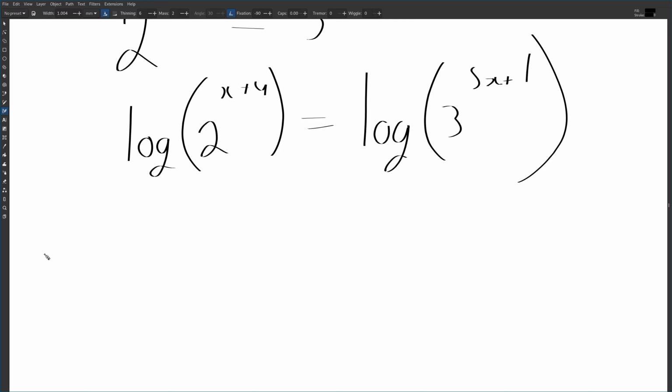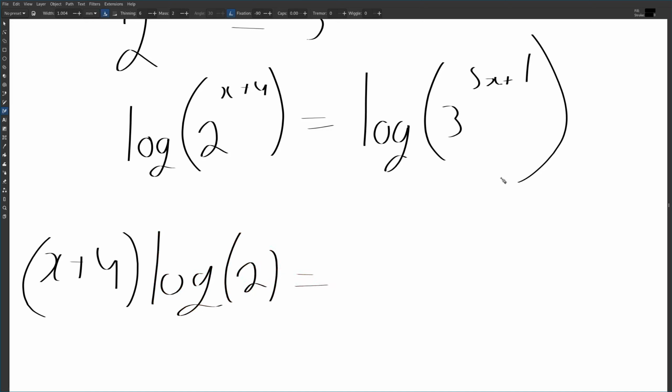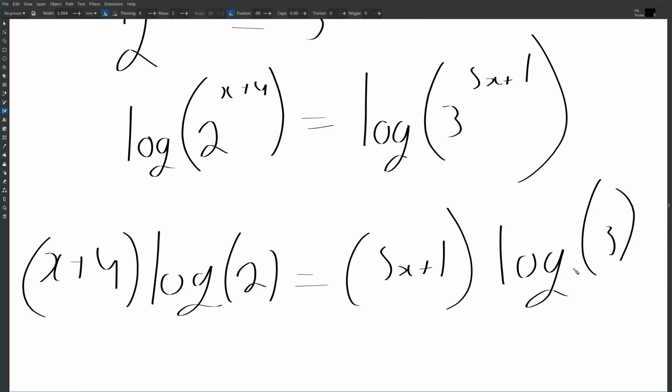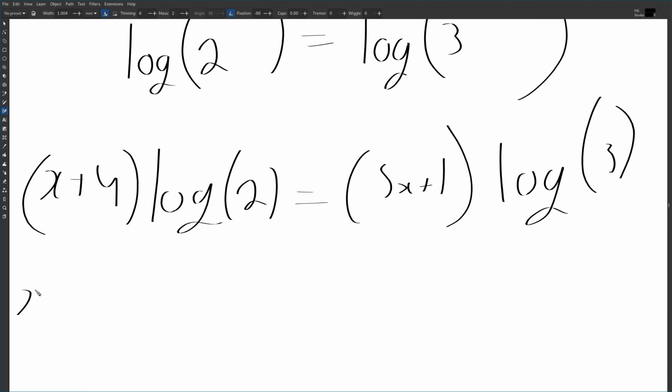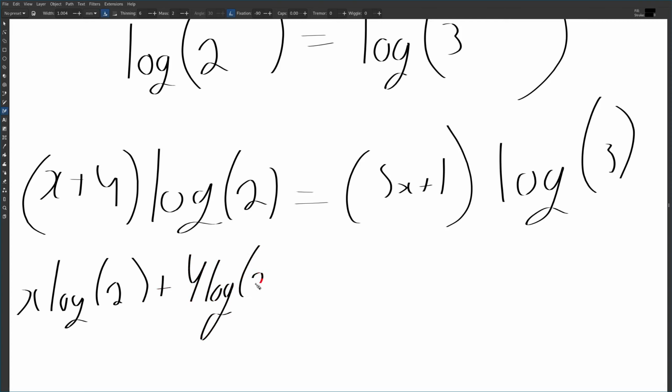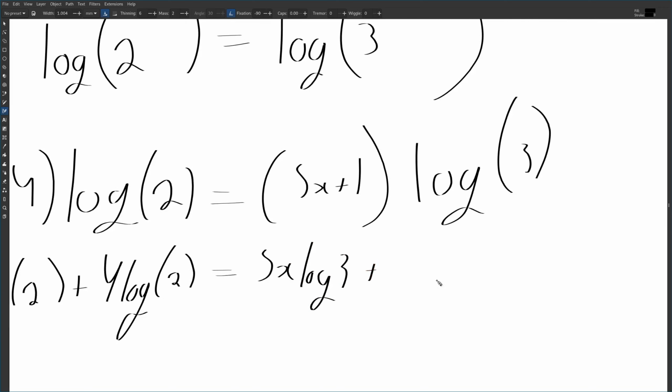And we bring these powers to the outside. So we have x plus 4 times log of 2 is equal to 5x plus 1 times log 3. Okay, we're going to distribute real quick. So we have x log 2 plus 4 log 2 is equal to 5x log 3 plus 1 times log 3, which is just log 3.